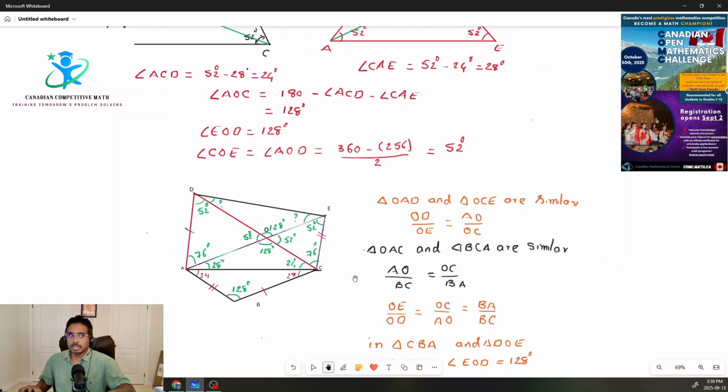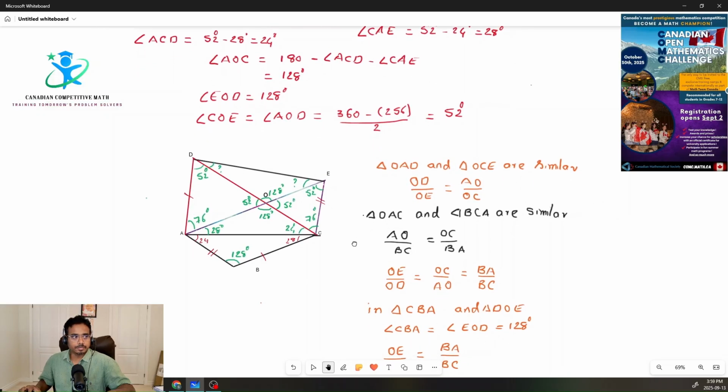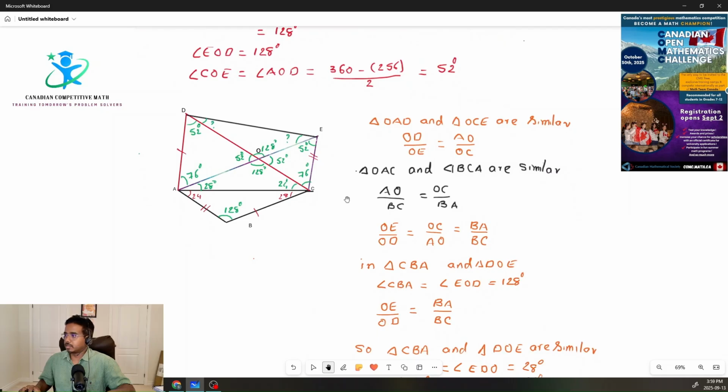I'll put it as a summary here. We started with this figure, and based on the principles I explained before, we can derive all these angles. We can derive that these two angles are 52, this is 76. Again, same is the case here, 52, 52, 76. I explained why these angles are 128, 128. These angles are 52 and 52.